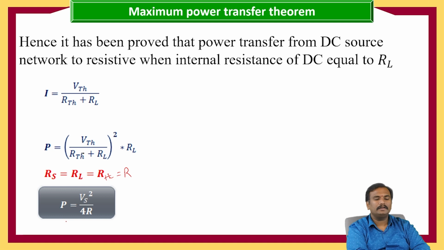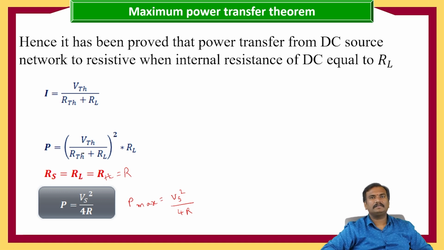We are going to get the maximum power P max is equal to Vs square by 4R. This is the value of maximum power. P max is equal to Vs square by 4R.